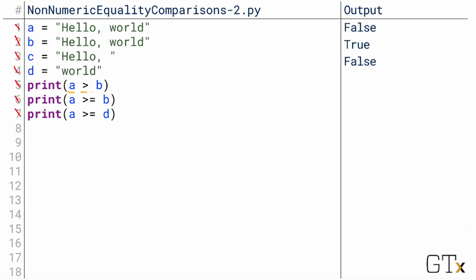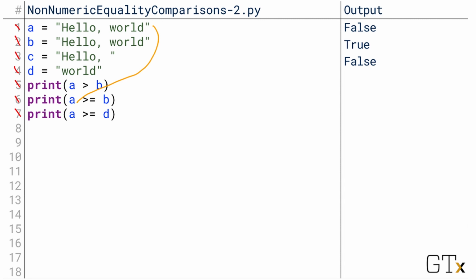So we ask if A is greater than B. A was hello world. B was also hello world. They have the same value, and so neither is greater than or less than the other, and so that's false. On line 6, we check the same thing with the or equal to, and as we saw before, A and B are equal, so this prints true.